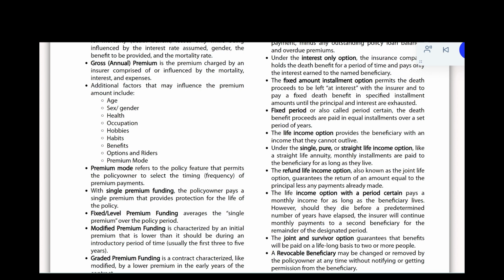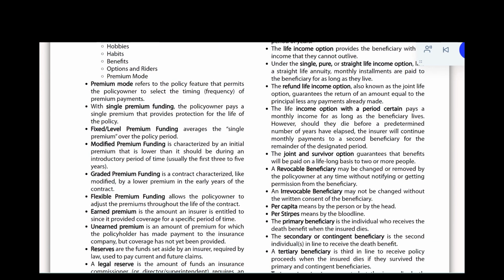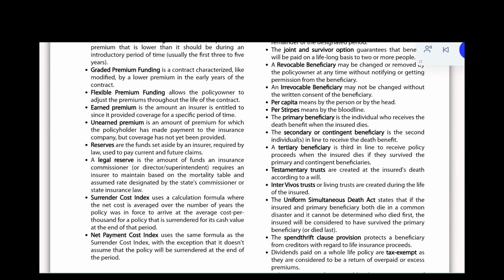The life income option with a period certain pays a monthly income for as long as the beneficiary lives. However, should they die before a predetermined number of years have elapsed, the insurer will continue monthly payments to a second beneficiary for the remainder of the designated period. The joint and survivor option guarantees that benefits will be paid on a lifelong basis to two or more people. A revocable beneficiary may be changed or removed by the policy owner at any time without notifying or getting permission from the beneficiary. An irrevocable beneficiary may not be changed without the written consent of the beneficiary.